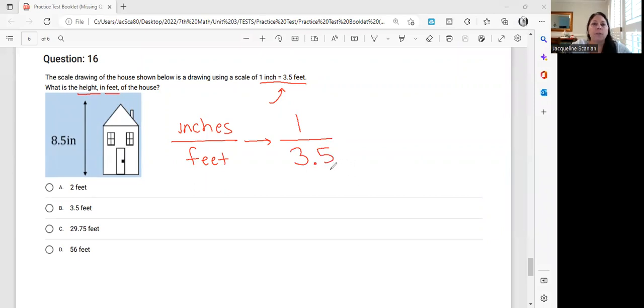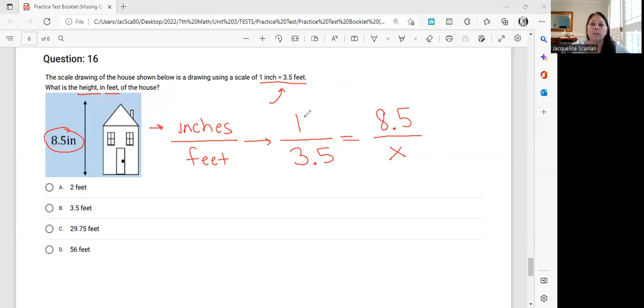All right, now I'm going to go to the picture and pull out the information they give me in the picture. It tells me that the height of the drawing of the house is 8.5 inches tall, and my inches go in the numerator. So I'm going to go over here and write 8.5 inches in my numerator, and my denominator is what I don't know. Okay, now I've got a proportion I can solve.